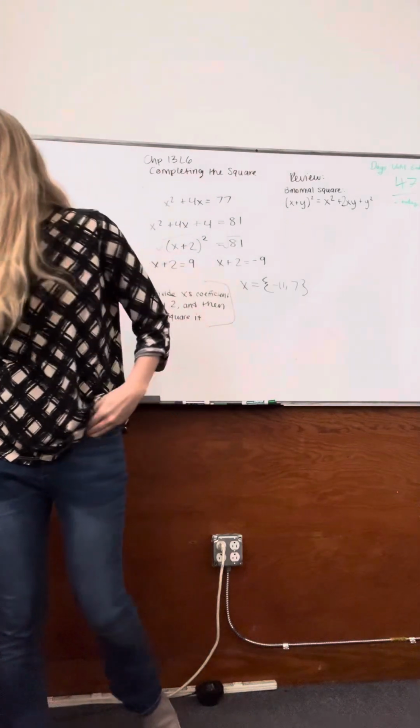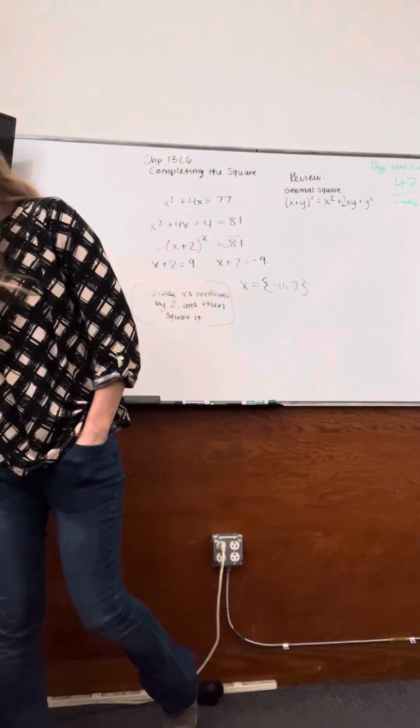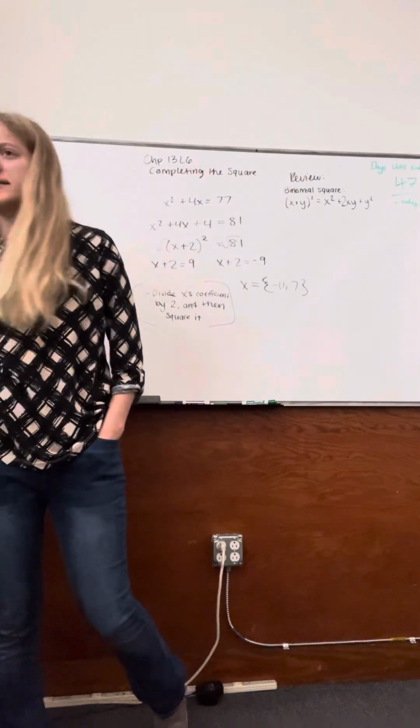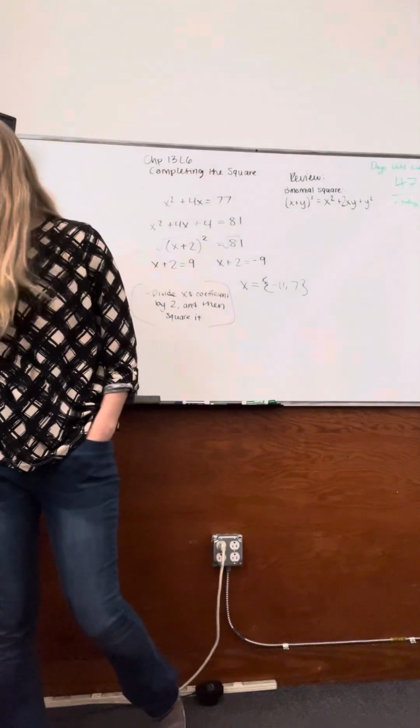Okay, I'm going to give one for you to work through on your own. It says x squared minus 12x plus 35 equals 0.